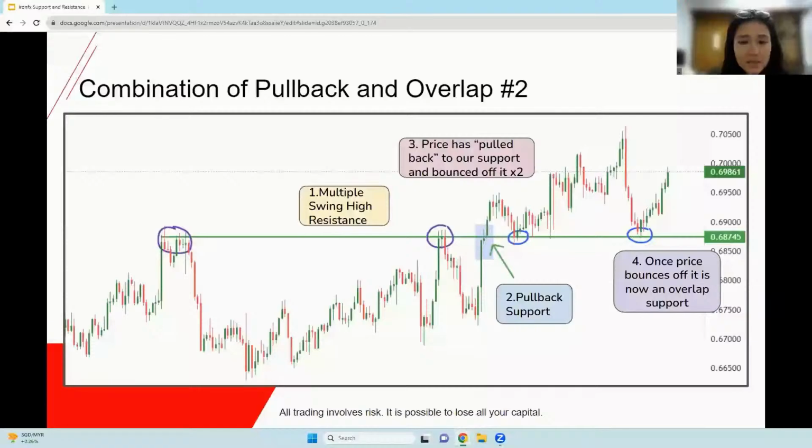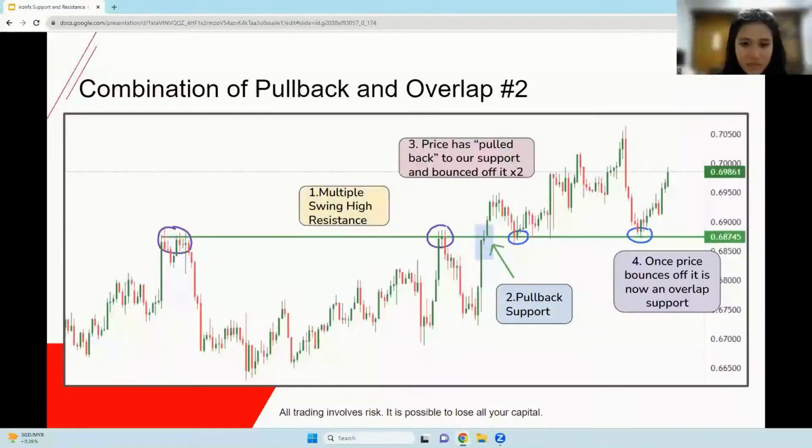Okay, another example. We have two swing highs that are lining up. You can see these purple circles here, and we have a swing high resistance from this. Price surpasses this level, breaks out of it, and then it becomes a pullback support. Point three, price has pulled back to our support and has bounced off of it twice. The blue circles are where price bounced off of it. Once price bounces off, it now becomes an overlap support.